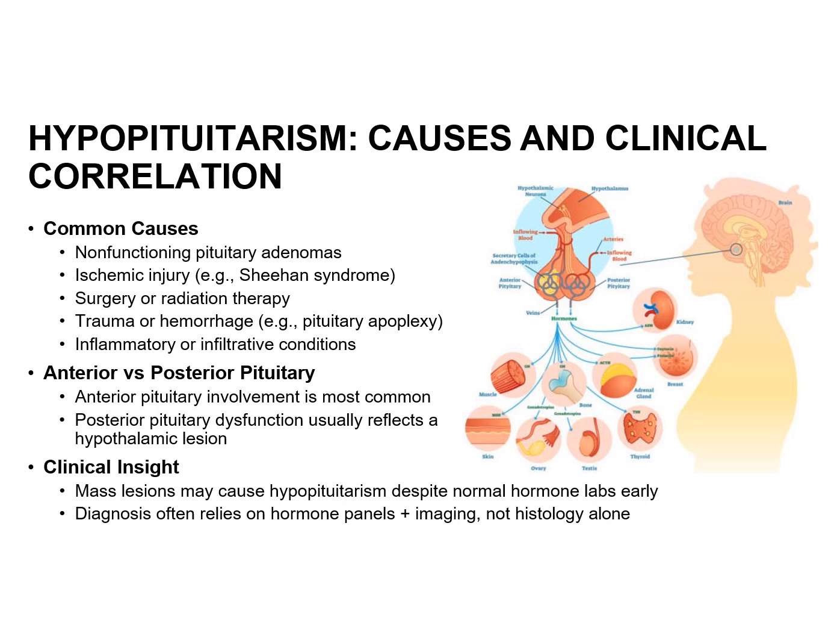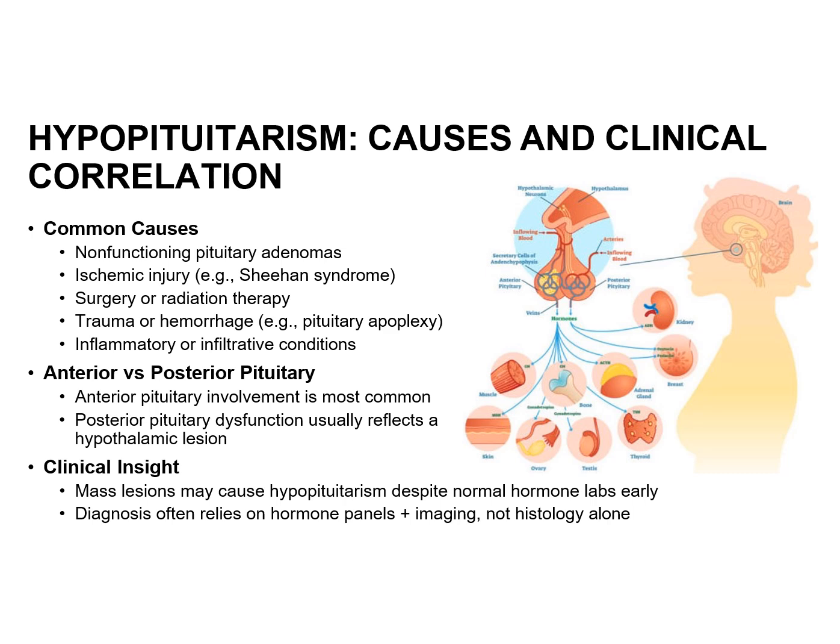Let's talk causes, and this list explains why hypopituitarism is usually diagnosed clinically, not histologically. The most common cause is a non-functioning pituitary adenoma. These tumors don't secrete hormone, but they still take up space and compress normal tissue. Other causes include ischemic injury. Classic example would be Sheehan syndrome. Surgery, radiation, trauma, hemorrhage, or inflammatory and infiltrative diseases.